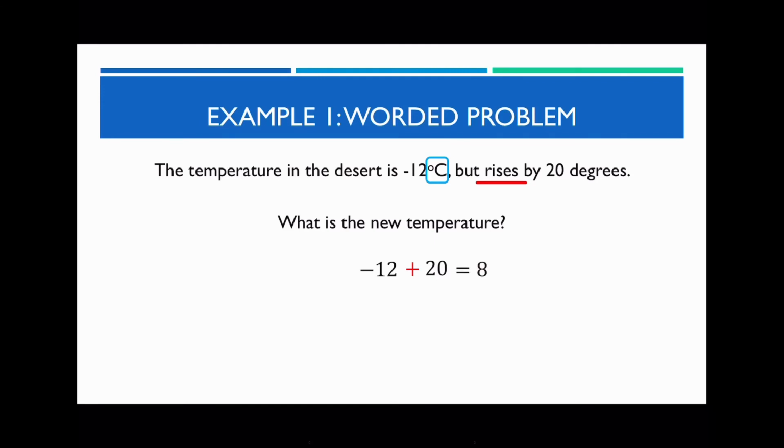Now, many students leave their answers as this, but this is actually unacceptable. The reason it's unacceptable is that the question has given units. So make sure you include units in your final answer. Because this is talking about temperature, we need to include the degree sign as well as the Celsius. So the new temperature is going to be 8 degrees Celsius.